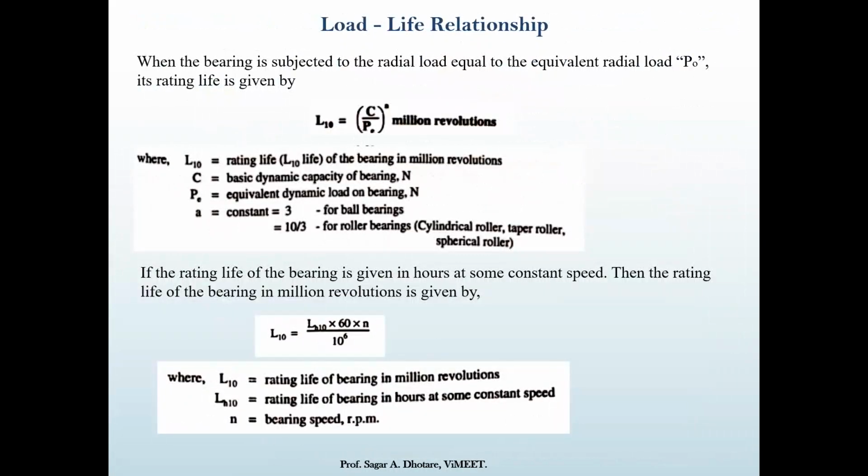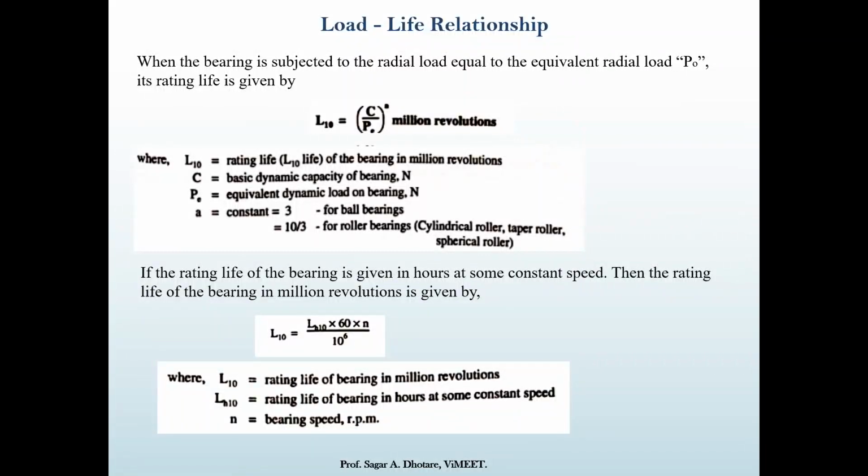Now, the second equation: L10 equals LH10 into 60 into n divided by 10 raised to 6. L10 is the bearing life in million revolutions. If we need to convert this million revolution life into hours, this equation is used. So it directly provides the value. L10 is the rating life of the bearing in million revolutions, LH10 is the rating life of the bearing in hours at some constant speed, and n is nothing but the bearing speed.